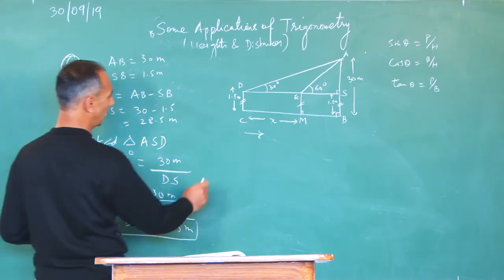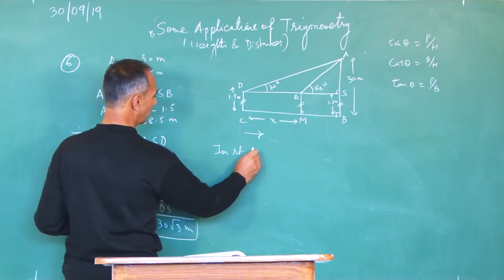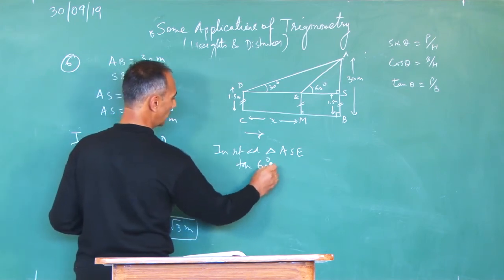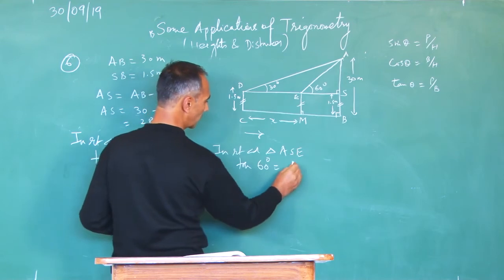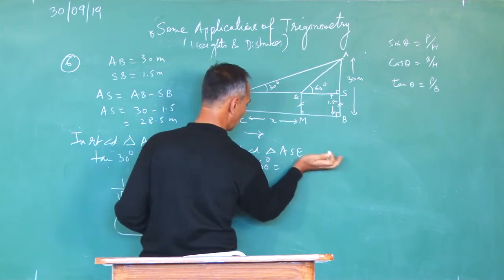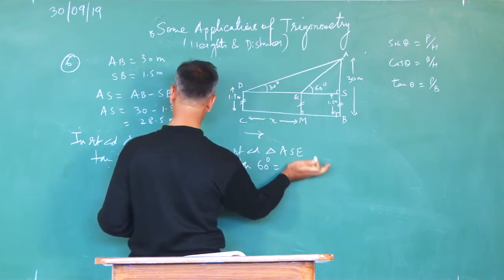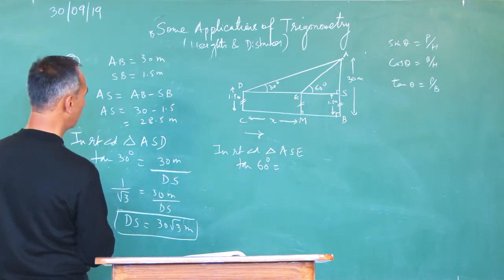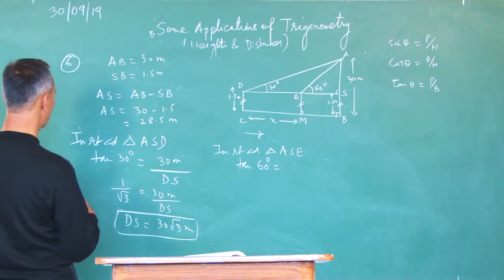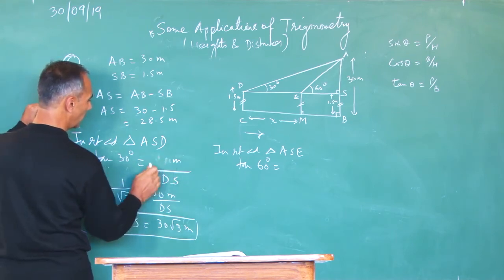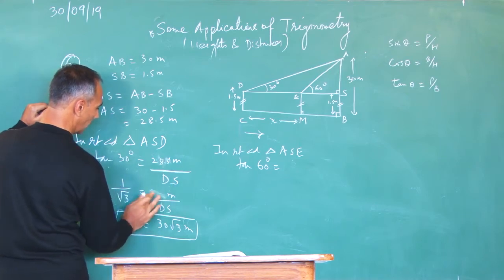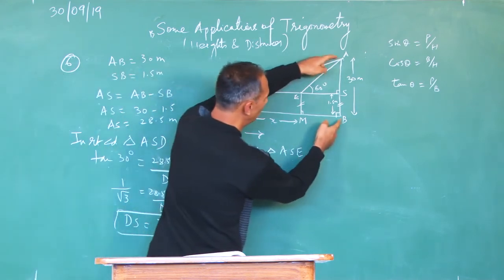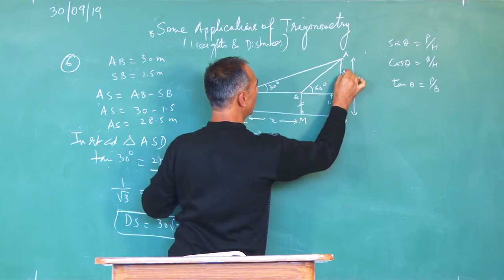Now let me move on to triangle ASE. In right angle triangle ASE, again apply tan. Tan of 60 degrees is perpendicular upon base, that is AS upon... I should write the value directly. No, sorry, it's not 30. It is 28.5. Because AS is 28.5. This is not 30, this is 28.5. Because we have calculated AS, that was 30 minus 1.5. So this distance is 28.5.